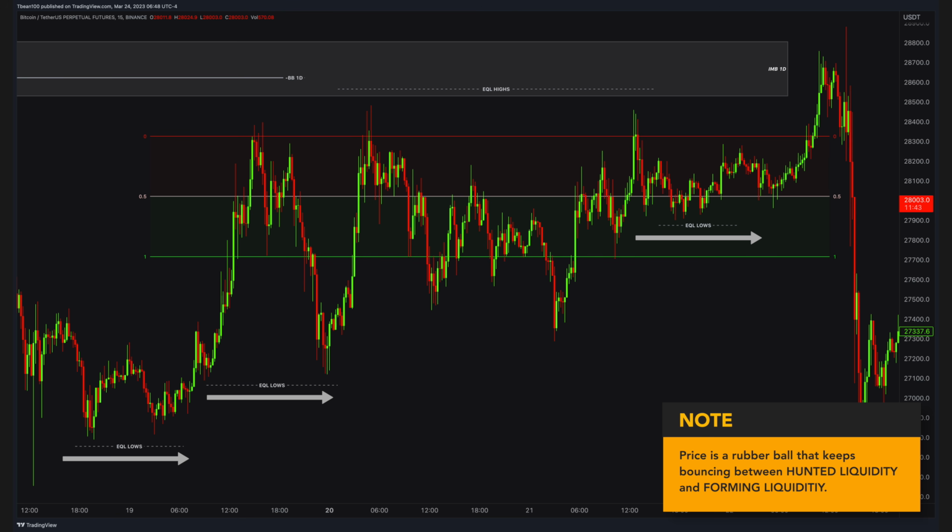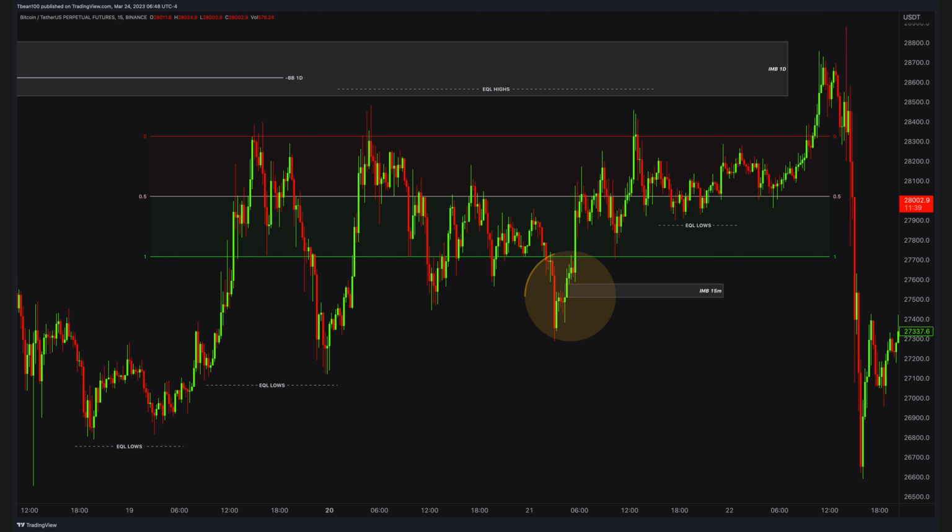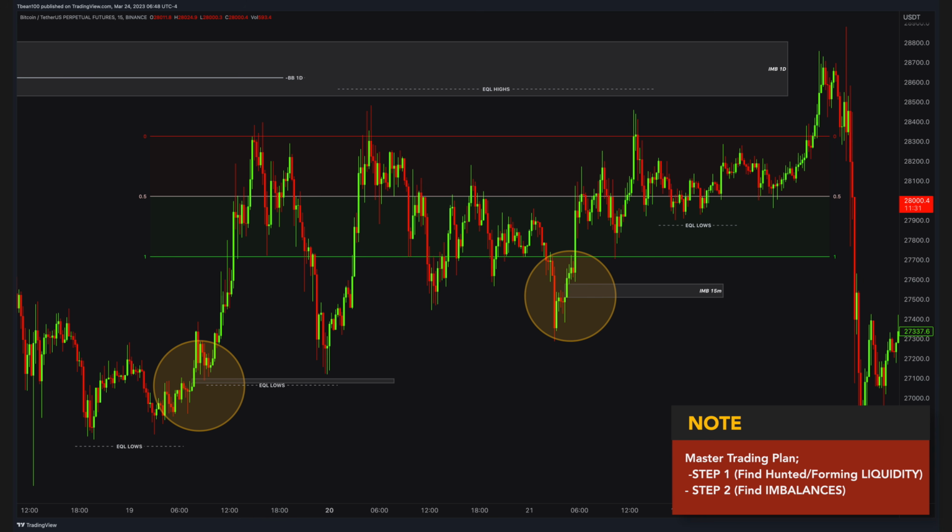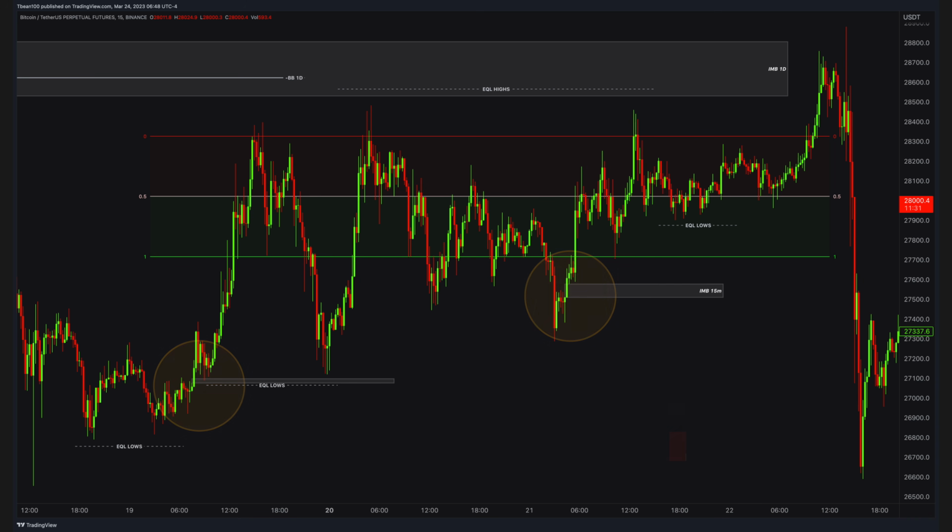Then you go to the next phase, finding imbalances. The most significant fresh imbalance on this chart was the one here. And there was little imbalance way below. However, if imbalances are too little, they are mostly insignificant. So, what have we learned up until now? Step 1. Find liquidity and organize them as hunted or forming. Step 2. Find imbalances and check the distance to imbalance. Now we are good to go.